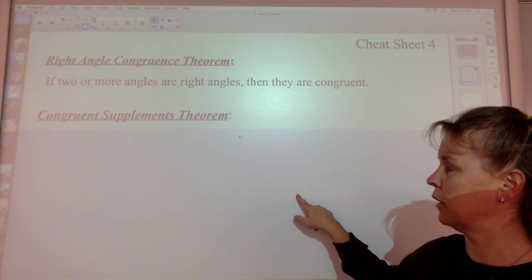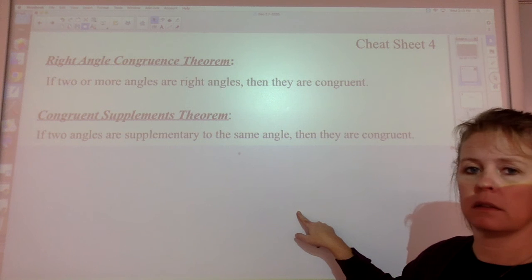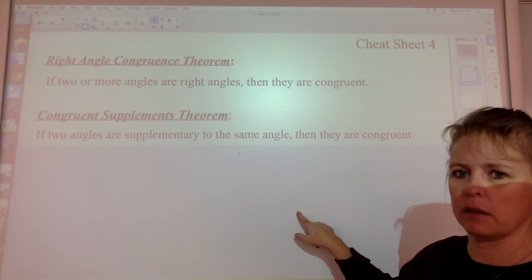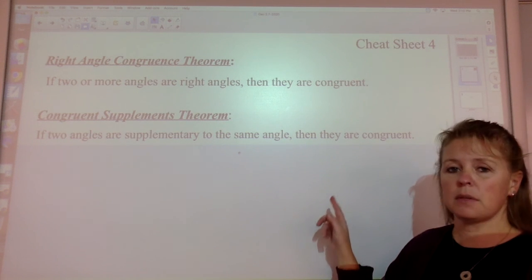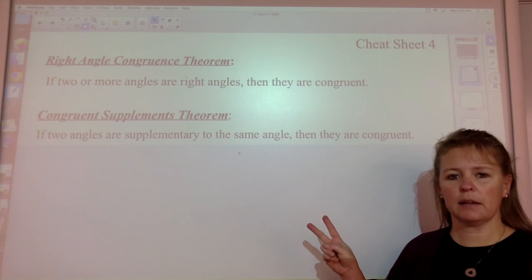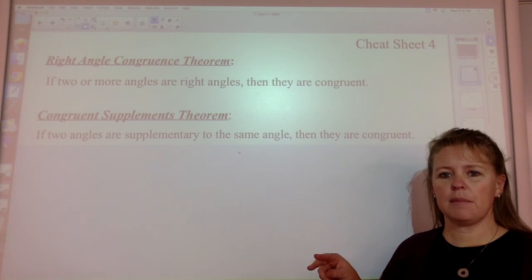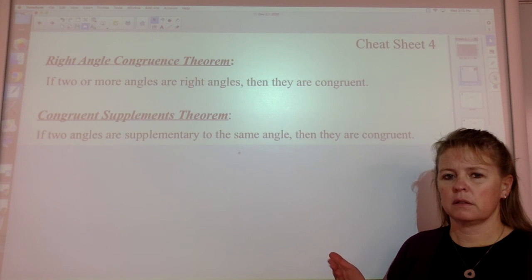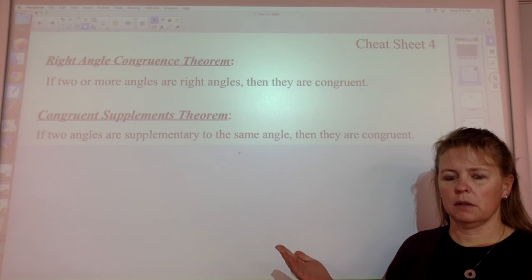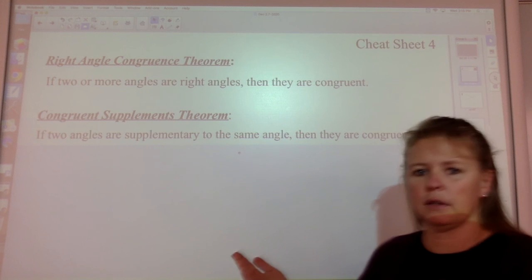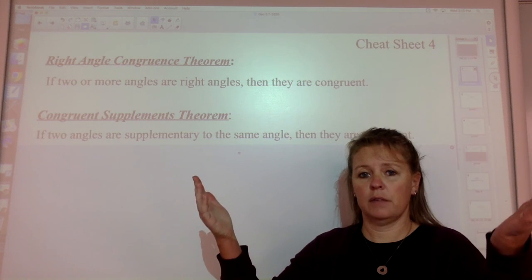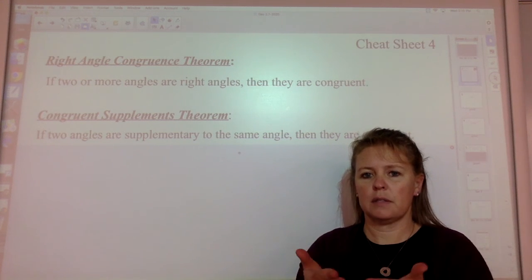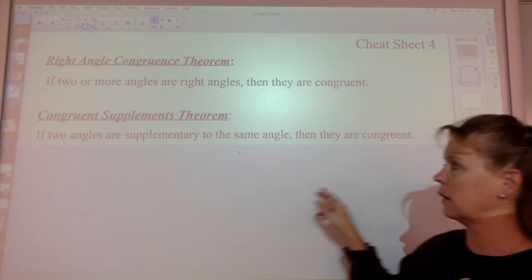Congruent supplements theorem is coming next. If two angles are supplementary to the same angle, then they are congruent. We're going to do those on an example to make it a little bit clearer. If you have two angles and they are both supplementary to the same angle, then don't those two angles have to be congruent? Let's say that angle is 30 degrees. Your other two angles are supplementary to it. First angle is 150 degrees. Second angle is also 150 degrees because they have to be supplementary to that 30-degree angle. If two angles are supplementary to the same angle, then those two angles are congruent.